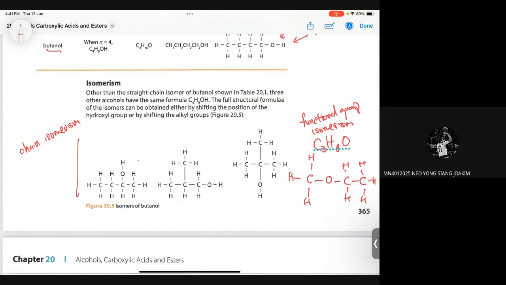Can you see this part here is not your regular O bonded to H bonded to carbon. This is an O linking the two carbon chains together. So this is called ether in general. Don't need to know what functional group this is, don't need to know the homologous series name. You just need to know that this is another way your alcohols can form isomers, in terms of functional group isomerism. Any questions for this part?